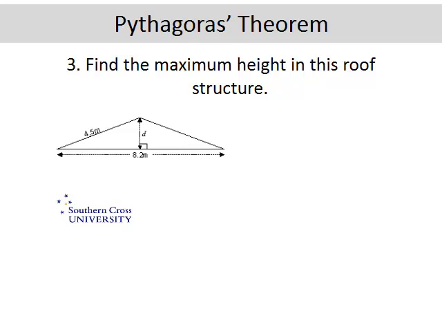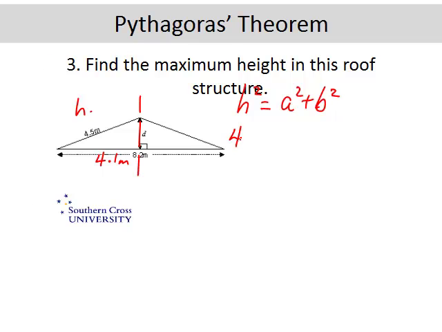So we need a right angled triangle structure to work with Pythagoras' theorem. So we need half of what's here. So we need to split that in half, and we'll work with 4.1 meters. This is the hypotenuse. So Pythagoras' theorem, h squared equals a squared plus b squared.